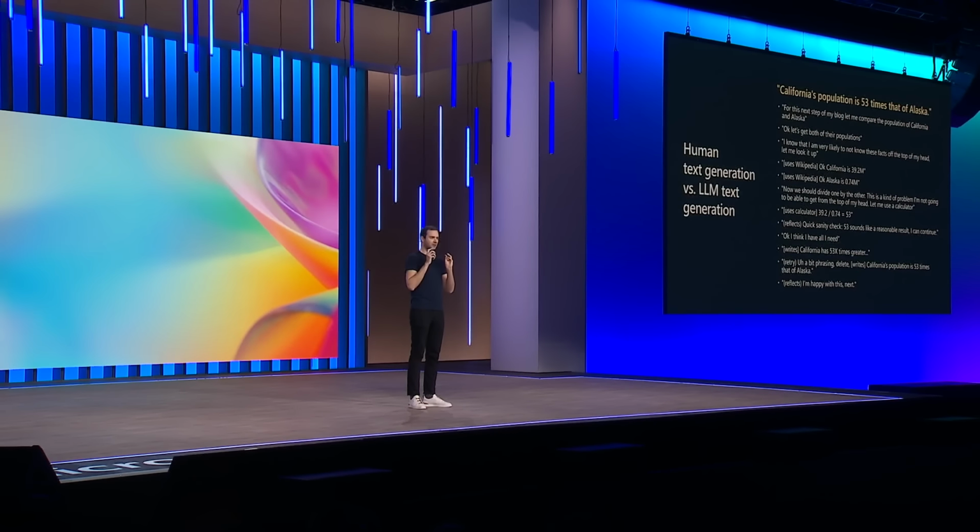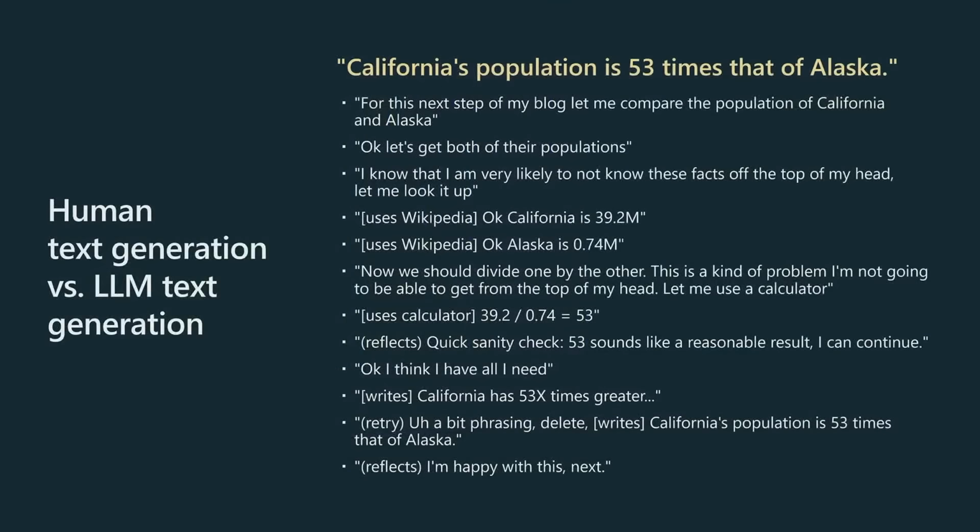Let's say that you are working on an article or a blog post, and you're going to write this sentence at the end: California's population is 53 times that of Alaska. For some reason, you want to compare the populations of these 2 states. Think about the rich internal monologue and tool use and how much work actually goes computationally in your brain to generate this one final sentence. So here's maybe what that could look like in your brain.